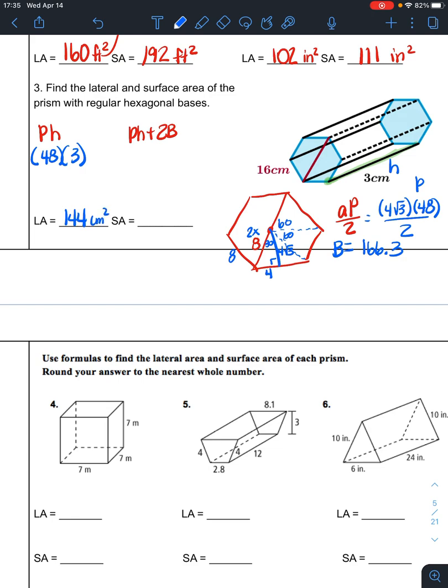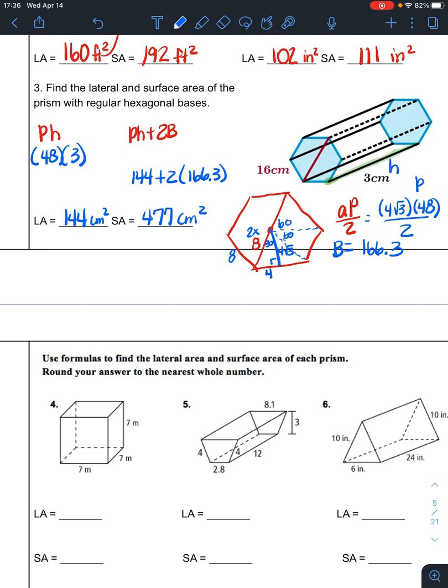And that's centimeters squared. The surface area, take that 144 that you just found, that means you got to trust what you're doing, and add 2 bases. So I'm going to add 2 of those hexagons. So I have 144 plus 2 times 166.3. And that's 476.6 or 477 centimeters squared. Okay?